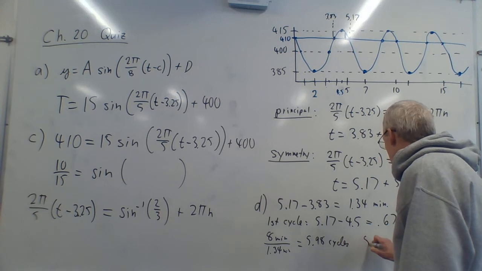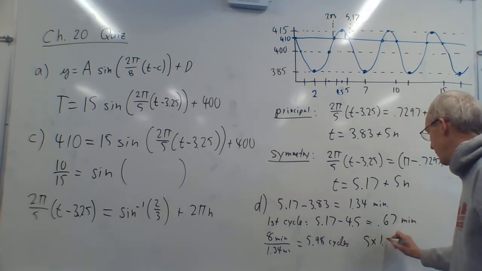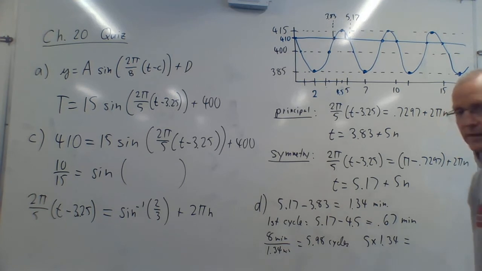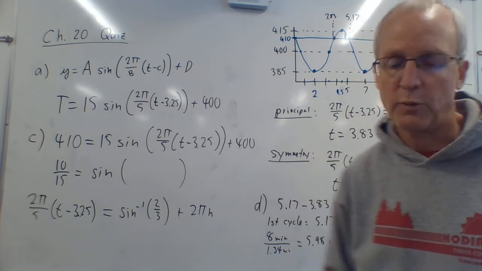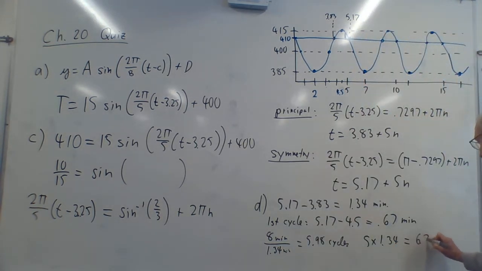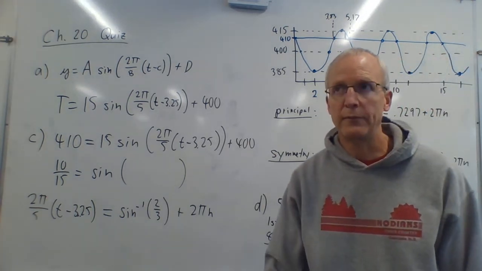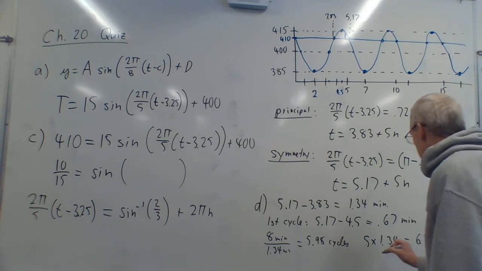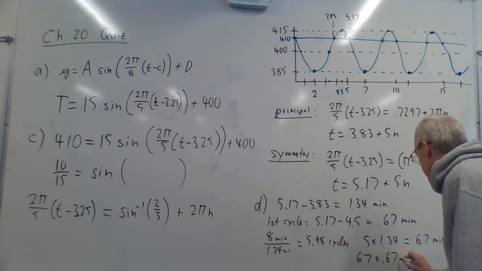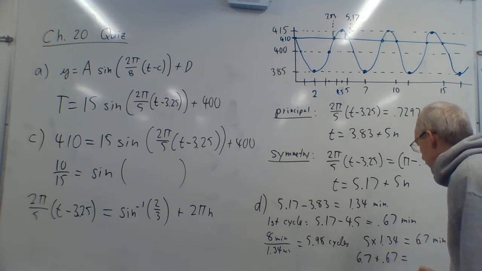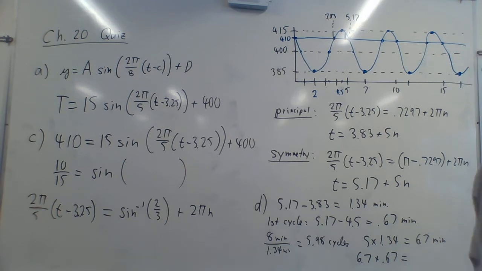So let's try that. 5 full cycles at 1.34 minutes each. What's 5 times 1.34? I got that's 6.7 minutes. Plus we already had 0.67 minutes from the first one. So 6.7 for our 5 cycles plus 0.67 minutes that we already got from the first one, and that is 7.37 minutes.